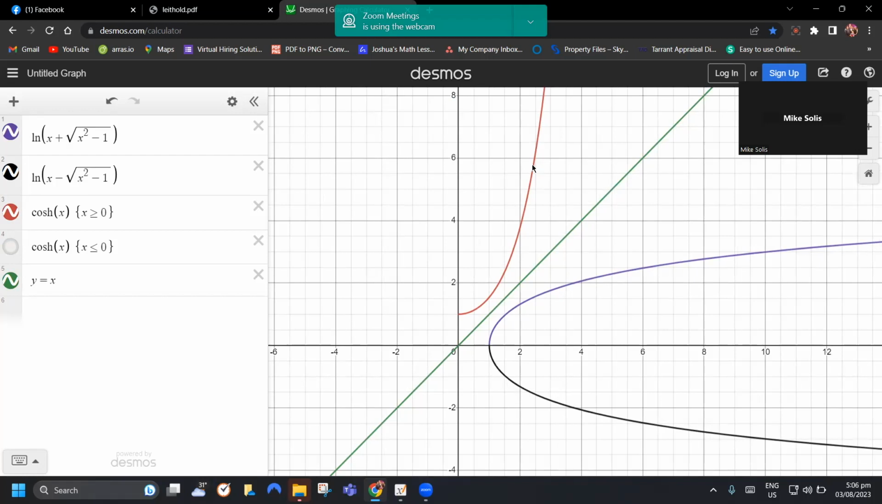So, kasi dapat yung inverses must be reflections of each other along the y equals x-axis. So, pag tingnan natin, reflected on the green line, alin yung reflection ng red graph? Yung purple o yung black?